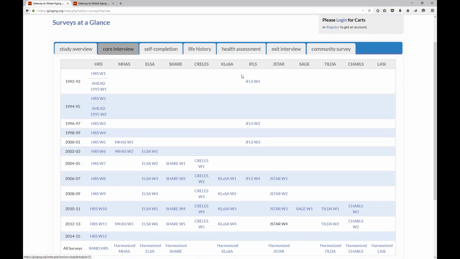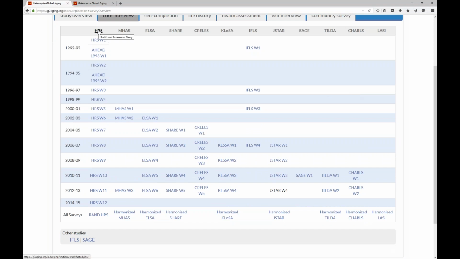So here on this core interview tab at Surveys at a Glance, again, you can see all of the surveys that we talked about earlier, HRS here in the US through the newest survey, which is LASI in India. You can see the HRS started in '92. I find this chart to be helpful because you can also see when surveys came online, because surveys generally refer to their different years as waves. So if you're interested in looking at 2010, you'd want to look at HRS wave 10, but that would be CHARLS wave 1. So if you want to compare 2010 in the US and China, you'd want to use those two surveys.